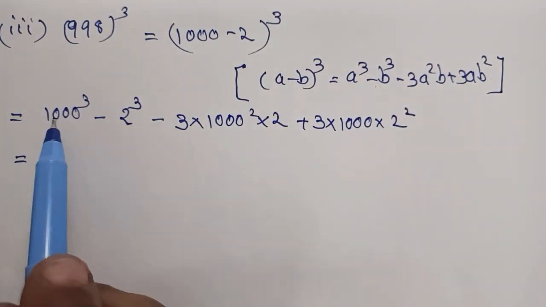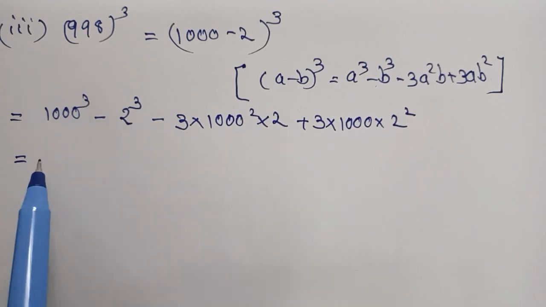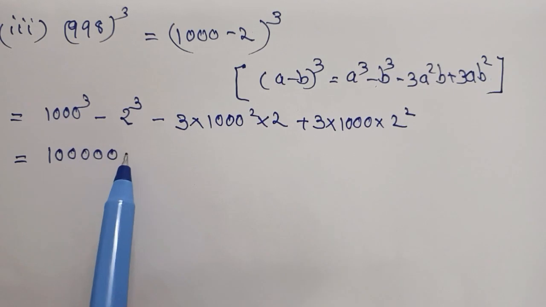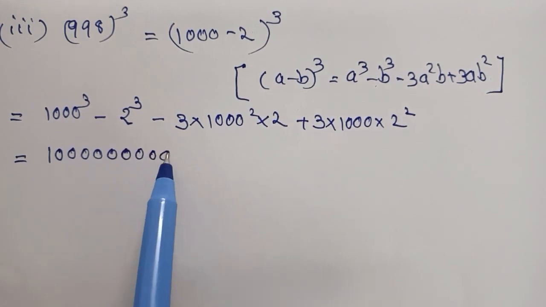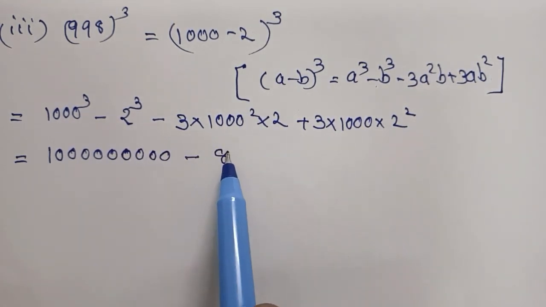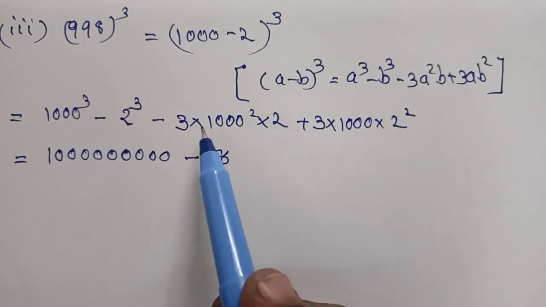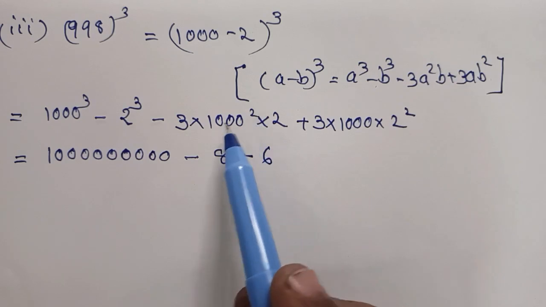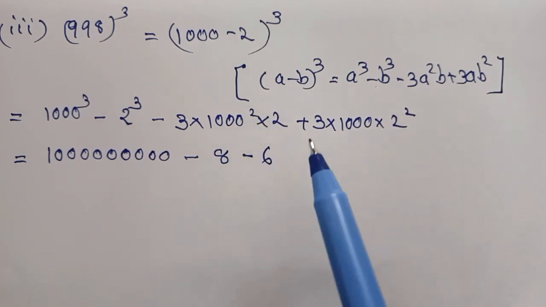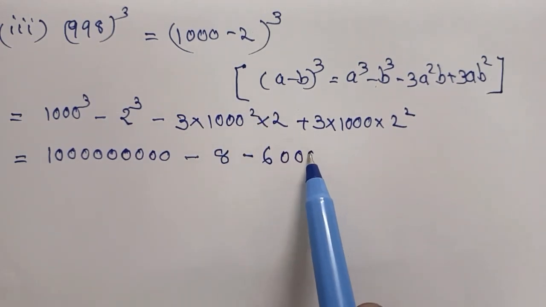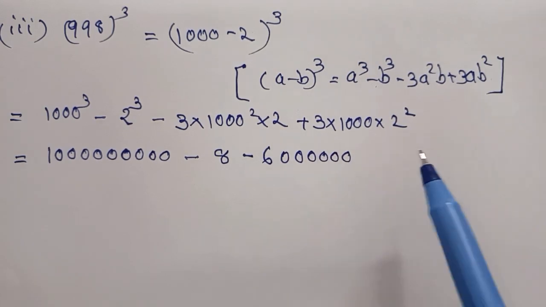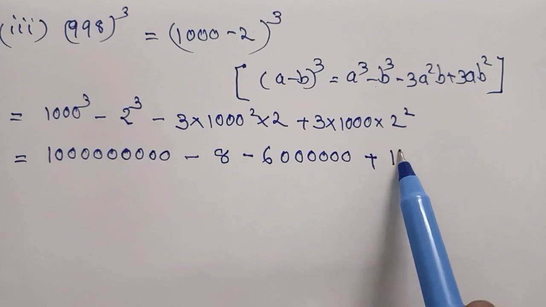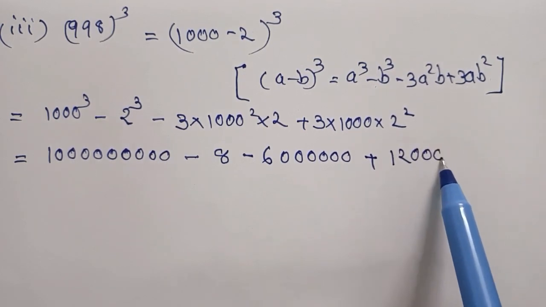1000 cube, here it has 3 zeros, 3 into 3, 9 zeros, that is 1 followed by 1, 2, 3, 4, 5, 6, 7, 8, 9 zeros. Minus 2 cube, 8. 3 into 2, 6, minus 6 followed by 3 zeros, 3 into 2, 6 zeros, 1, 2, 3, 4, 5, 6. Plus 2 square 4, 4 3s are 12 followed by 3 zeros, okay.